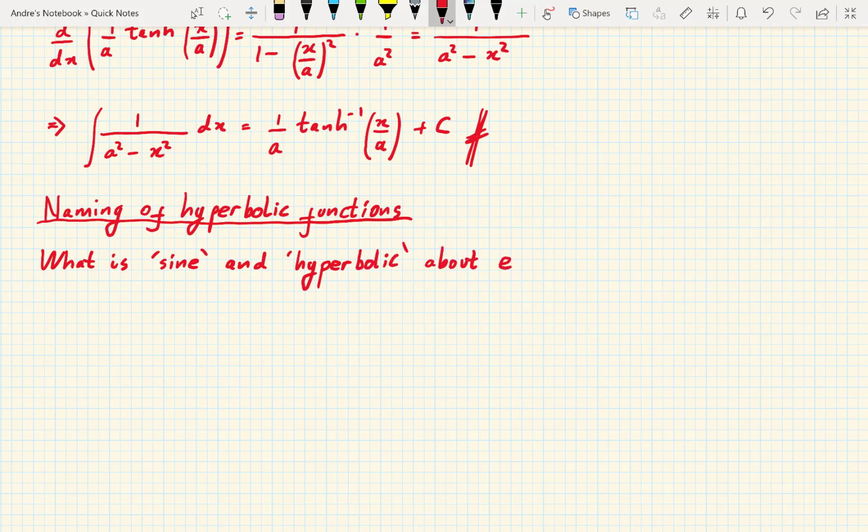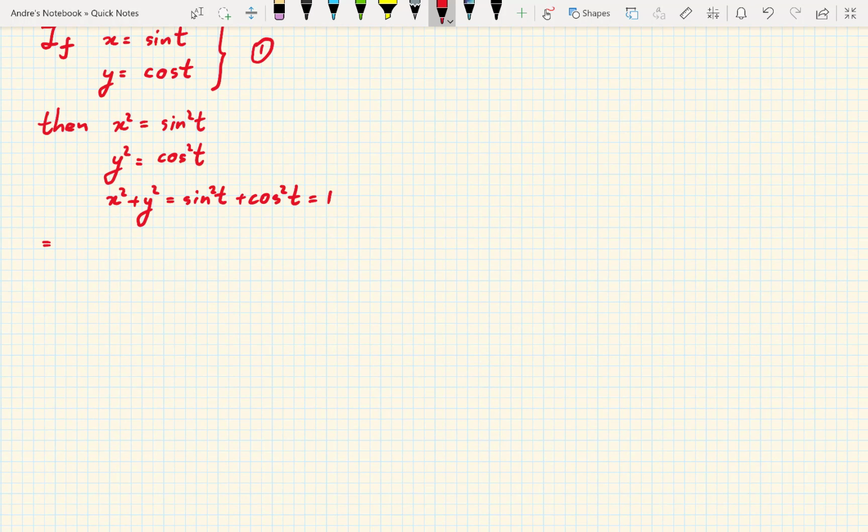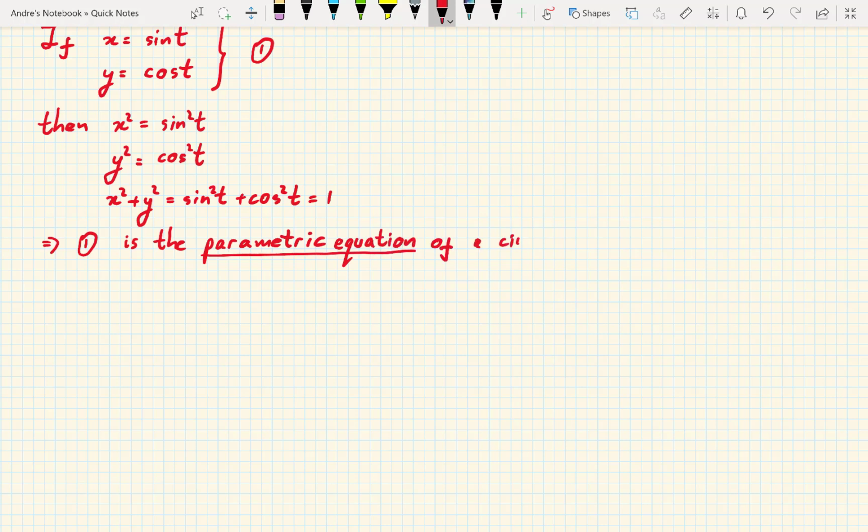By way of introduction, let's define a curve parametrically as x equals sin t and y equals cos t. Any value of t defines a point x, y. But what curve does this form when we consider all possible values of t? To answer that, we square both equations and add them to give x squared plus y squared equals sin squared t plus cos squared t equals 1. This is the equation of a circle. It is the parametric equation of a circle, and that's why sine and cosine are referred to as the circular functions.